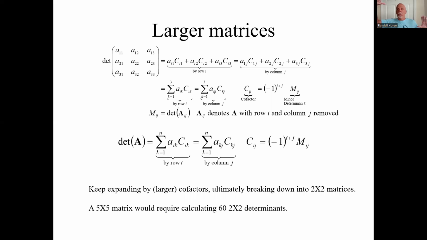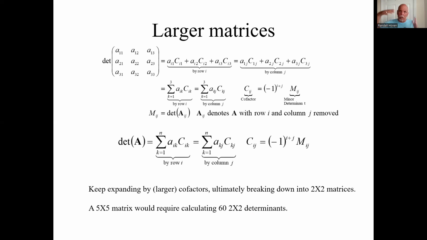You can do larger than 3 by 3s by doing the same thing. You always expand by a row or column of your choice. But if you do a 4 by 4, the minor determinants are going to be 3 by 3s, and to do them, you have to break them down into 2 by 2s. So we generally don't do that. For example, for a 5 by 5 matrix, you'd have to calculate 60 2 by 2 determinants. Generally, I never assign to my students a 4 by 4 matrix or larger unless there was some trick to it. I never made them compute that many minor determinants.